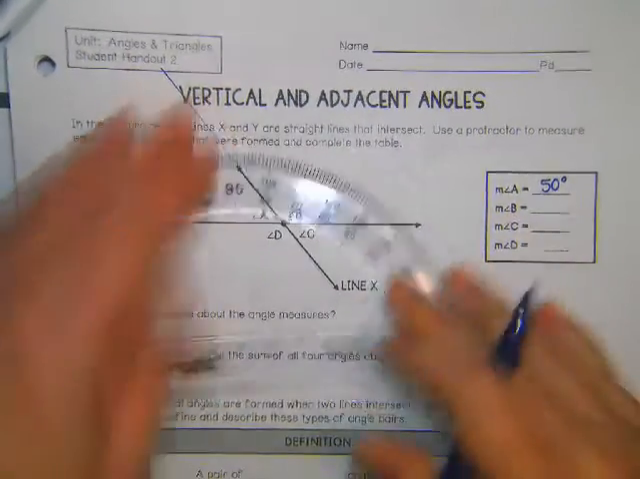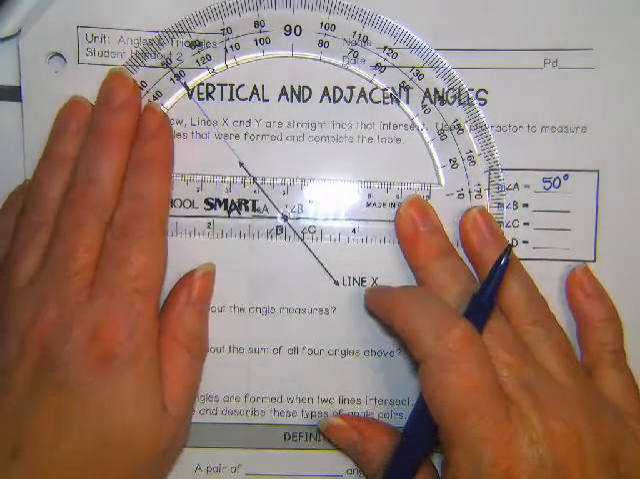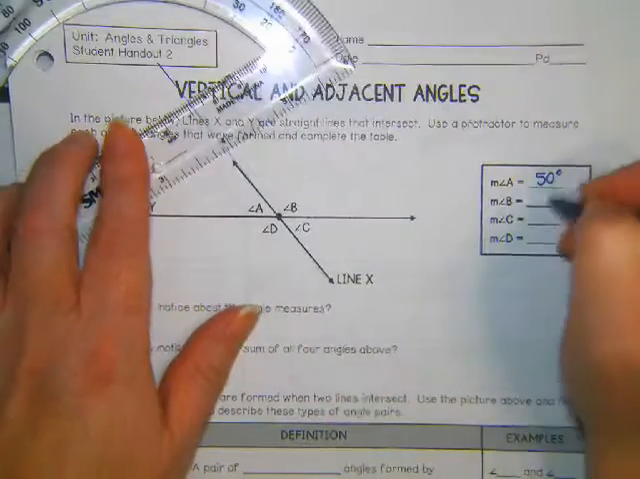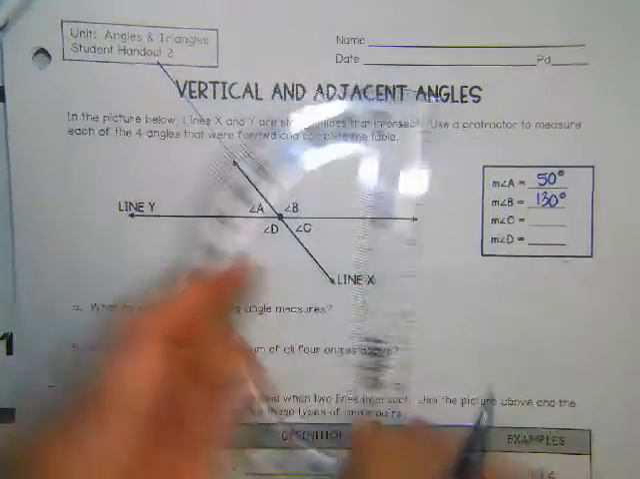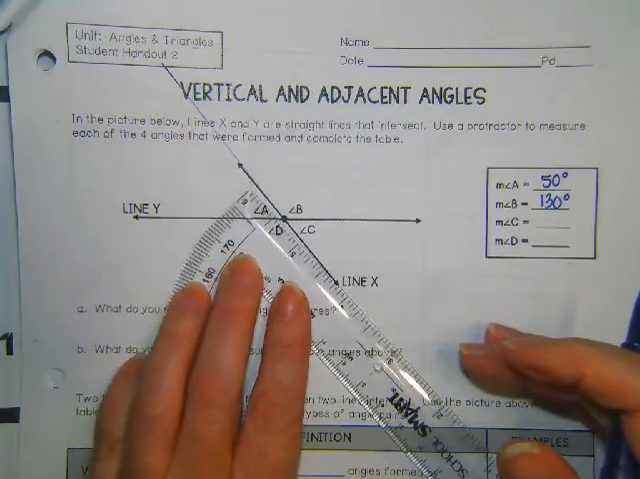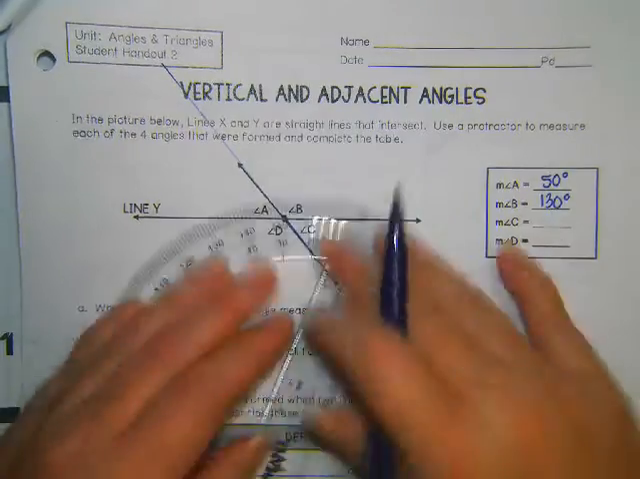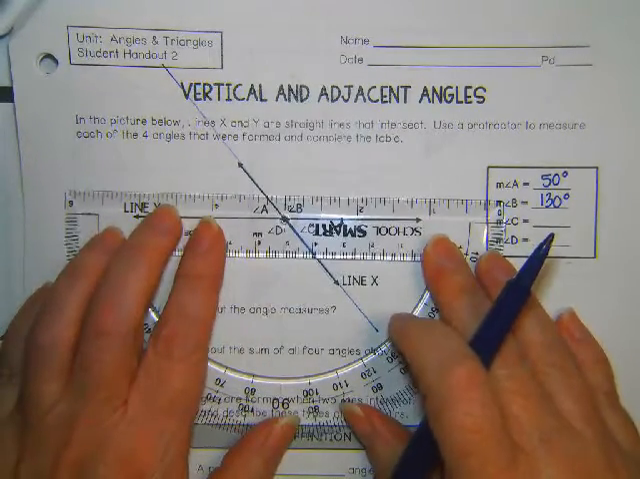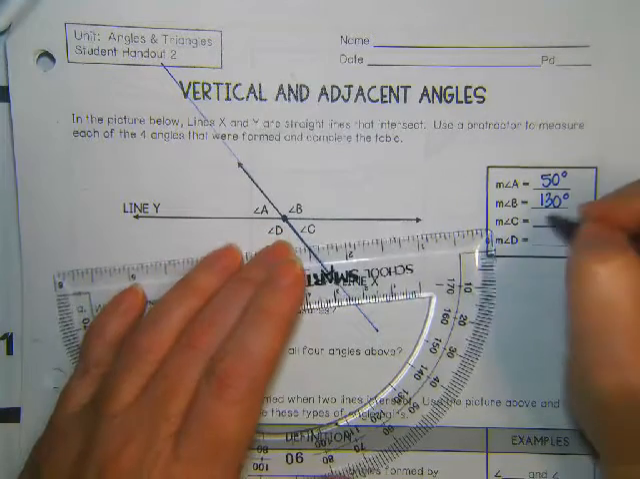Let's measure angle B. If I look at this one, it's at about 130, you'll notice. If I come down here to angle C, I'm going to extend my line again in this direction, just so that I can see exactly where it passes. Alright, when I do that, it looks like this one is 50 degrees as well.